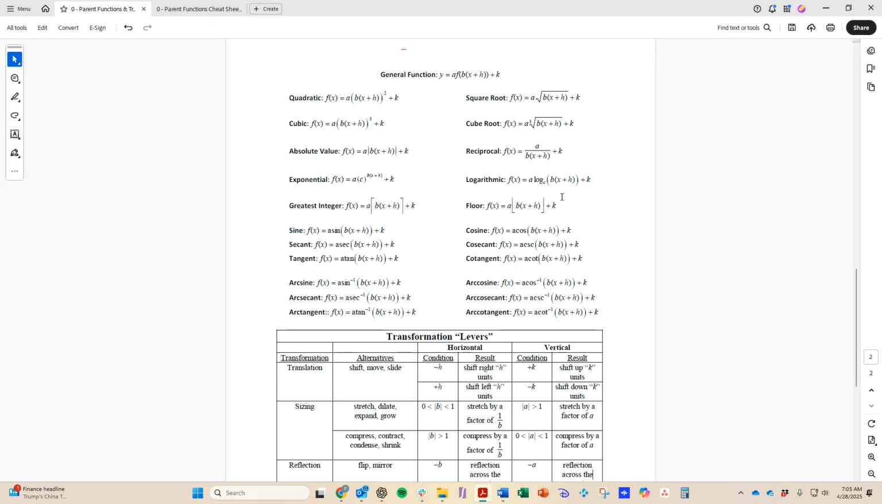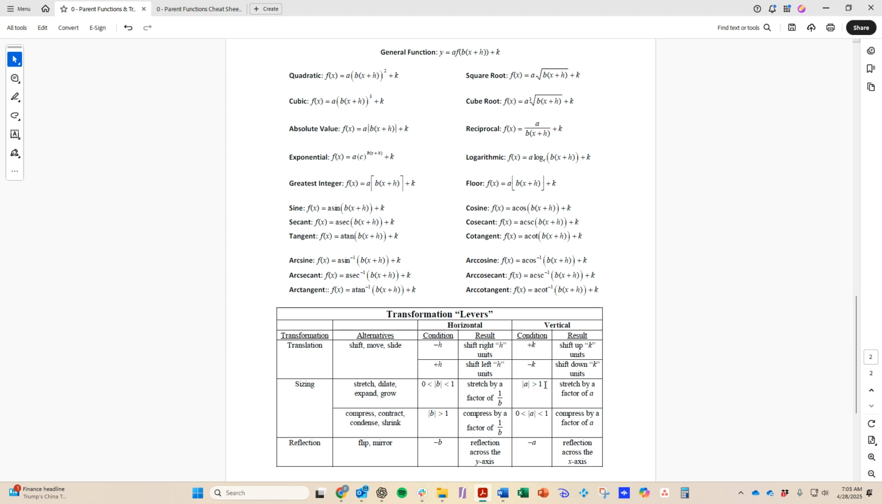Okay, and then if the absolute value of A is greater than 1, it's going to be a stretch by a factor of A. If the absolute value of A is between 0 and 1, it's going to be a vertical compression by a factor of A, right? Okay, so all the stuff in this right-hand column is vertical. It's all the stuff that's happening outside, away from the X.